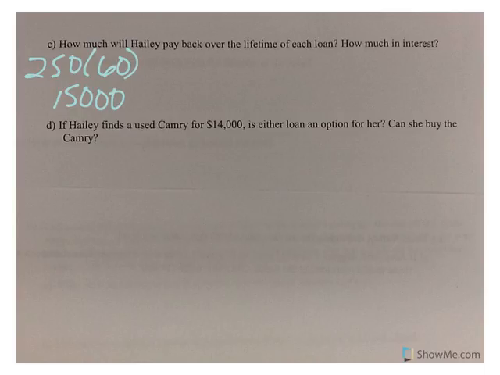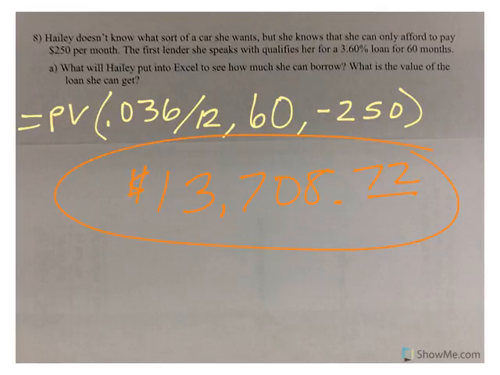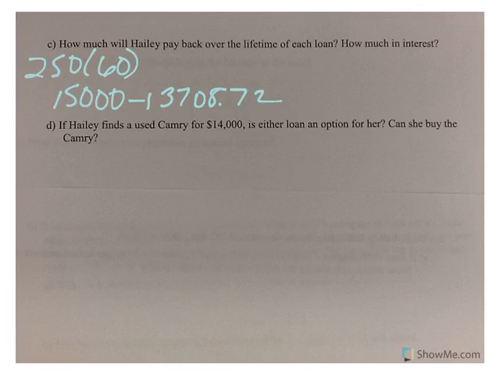And recall that she borrowed $13,708.72, right? That was this problem here. So if she borrowed that amount, but she paid back $15,000, I'm going to just write down here for a little bit. Her interest was $1,291.28. Okay, so that's interest.